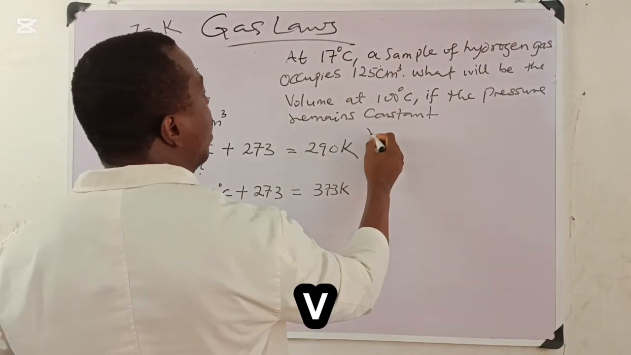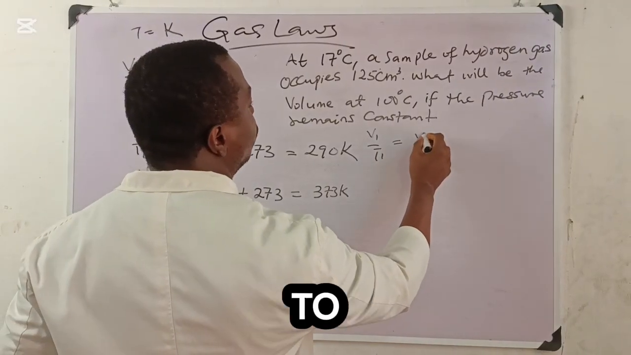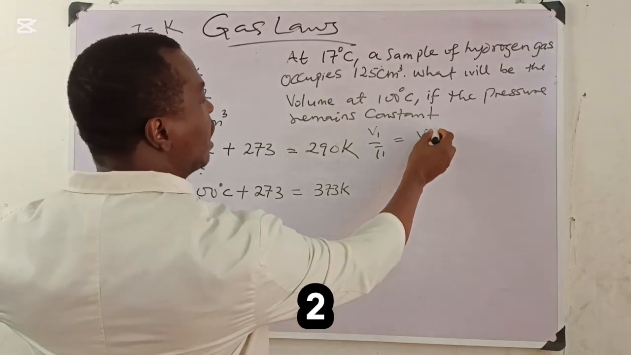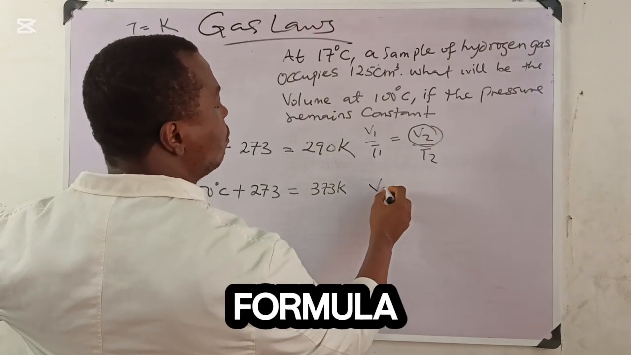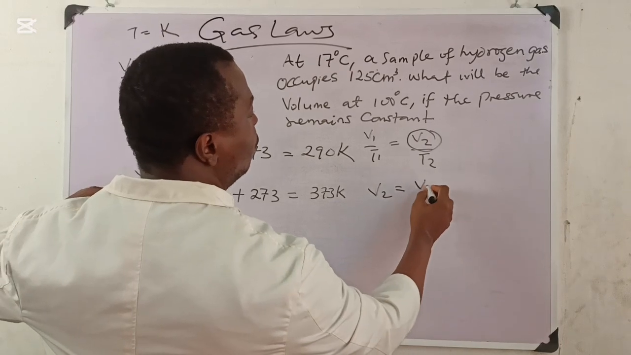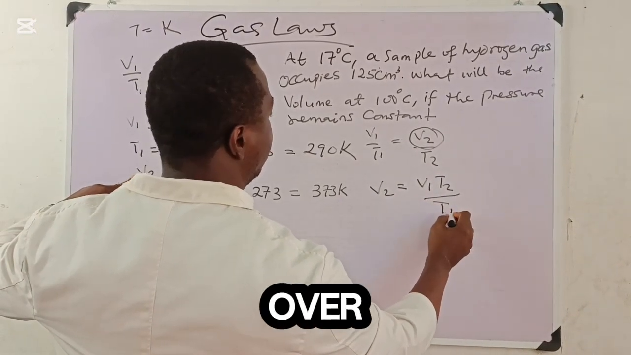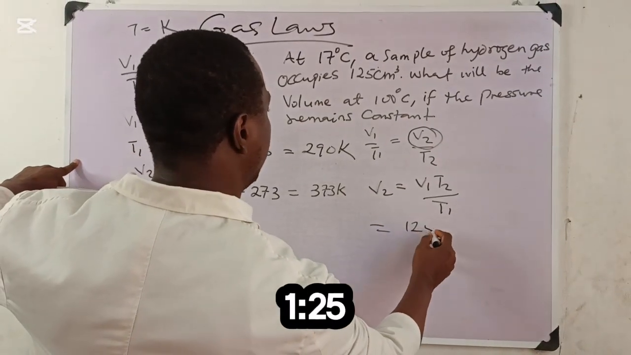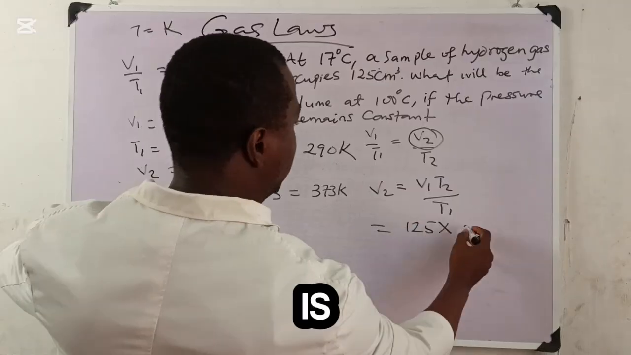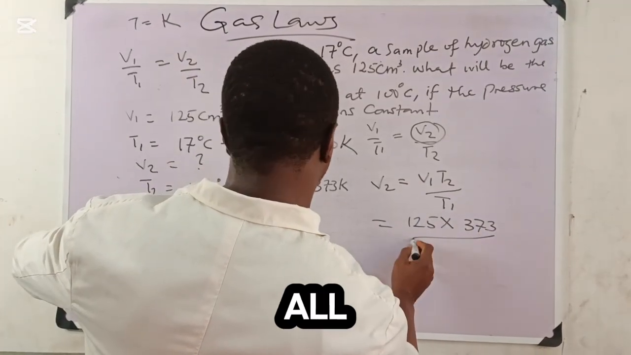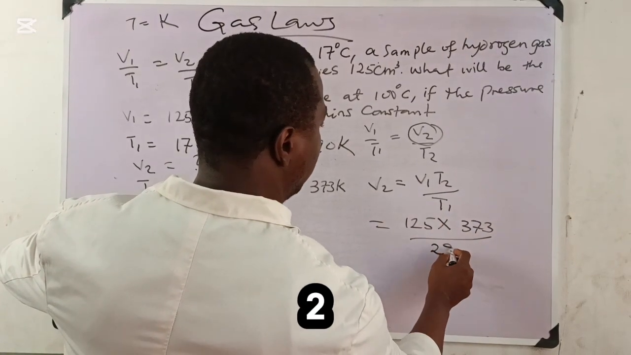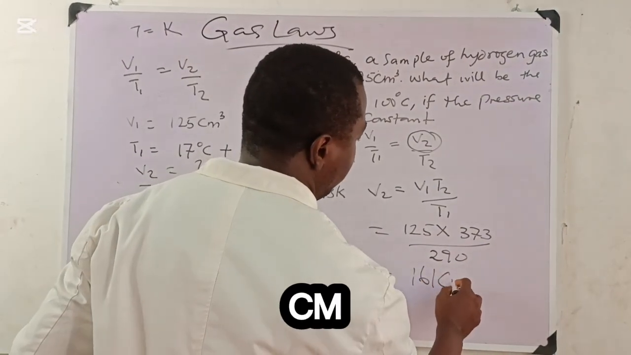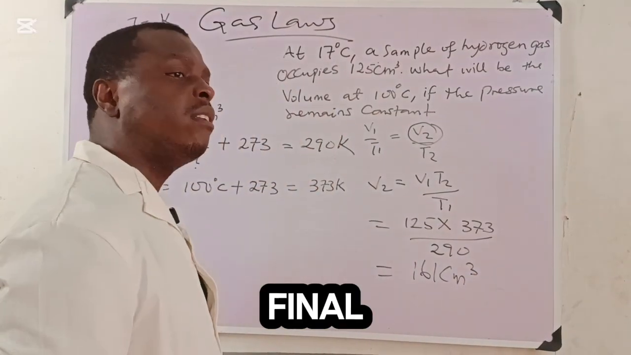Going by our formula that V1 over T1 is equal to V2 over T2, now we have our variables and we are looking for V2. That means we make V2 the subject of the formula. V2 is equal to V1 T2 all over T1. If we fix this, our V1 is 125 times our T2, which is 373, all divided by our T1, which is 290. If we solve for this, we will get 161 cm cube. That is our final volume.